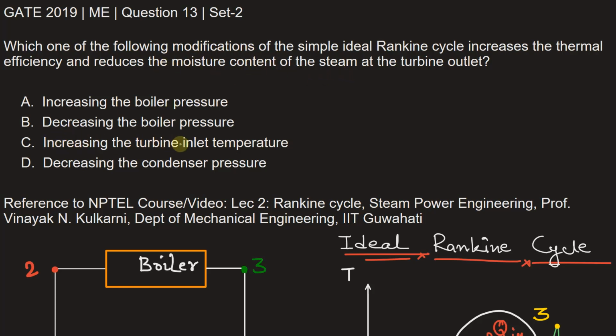But increasing the turbine inlet temperature, as we have seen in the second method of increasing the thermal efficiency, increases the thermal efficiency as well as decreases the moisture content of the steam at the turbine outlet. So option C is the correct choice.